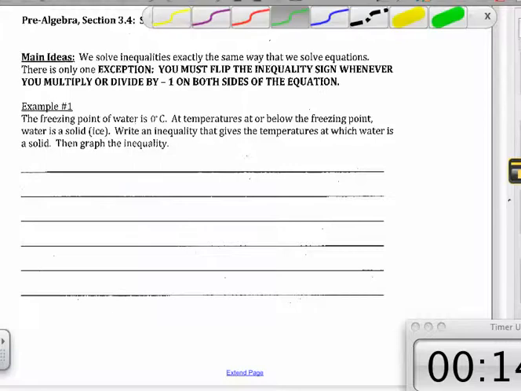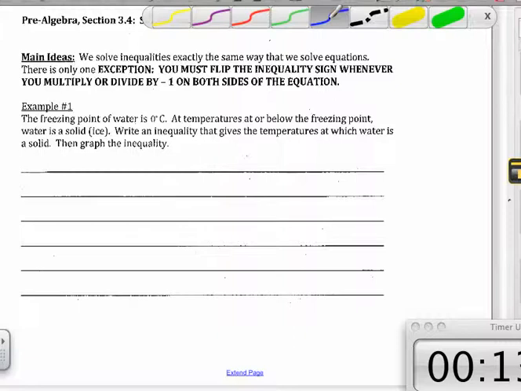Now let me get them out of our way. Okay? The main point here is that we solve inequalities the exact same way that we solve equations. We undo subtraction by adding. We undo multiplication by dividing. We do it the same way. But there's only one exception, and it's in bold-faced letters up on our notes. The one exception says that you must flip the inequality sign whenever you multiply or divide by -1 on both sides of the equation. On both sides of the equation, you have to flip it.